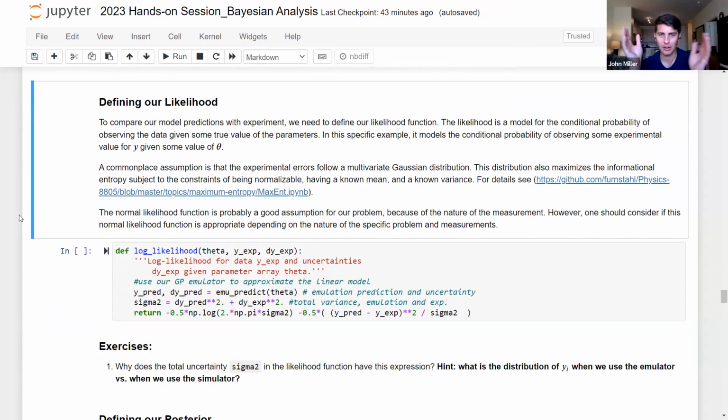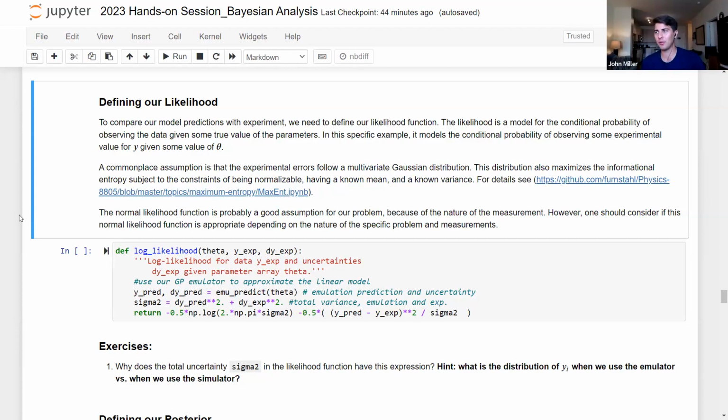So here, again, our likelihood is the conditional probability of observing our data given some fixed value of our parameters. In this case, it is the conditional probability of seeing y given theta. And it's common to believe that our likelihood here is multivariate normal. A Gaussian distribution, for fixed mean and variance, maximizes informational entropy, which tends to mean that it's a fairly safe choice to use. And in this setting, it is the correct choice because we know what the model is. But in general, you're not going to know that.